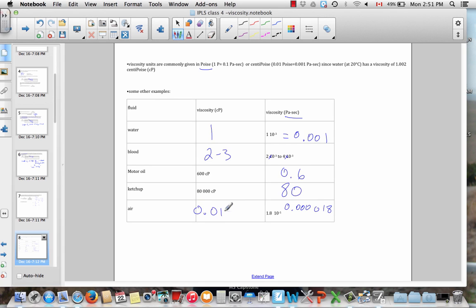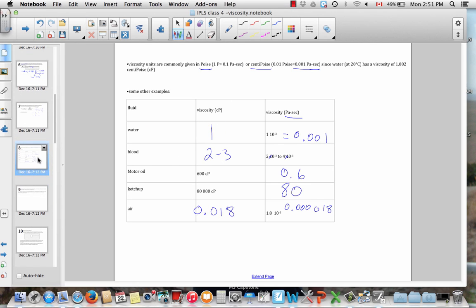0.018, or 1.8 times 10 to the minus 2. So a centipoise is 1/1000th of a Pascal second. And it's just easy to carry that thought around in your mind that the viscosity of water is a centipoise. And that's one of the reasons why the units persist.